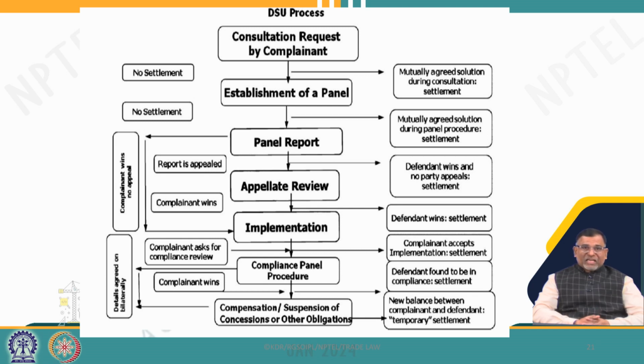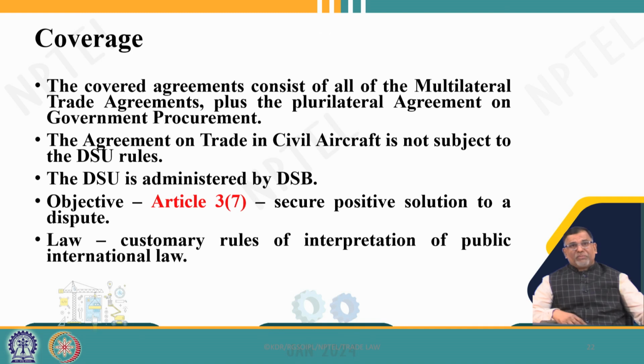A compliance review is made. Even after the compliance panel is formed, there can be a settlement. If the compliance panel finds that there is again a violation, then it can go ahead with suspension of concessions by the complainant, or there can also be a temporary settlement. Compensation can be given for non-implementation, or suspension of concessions can also be ordered by the review panels. So, this is very, very briefly the entire process, and we will see it elaborately.